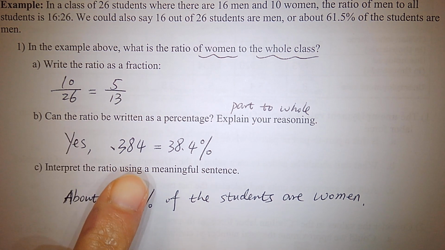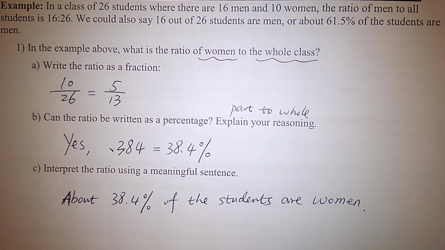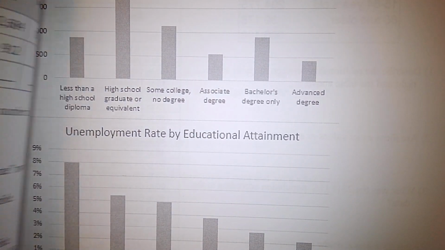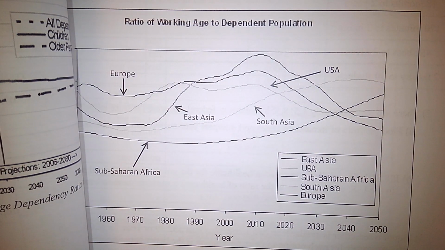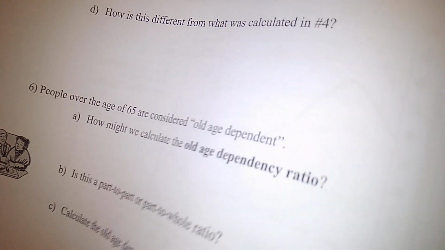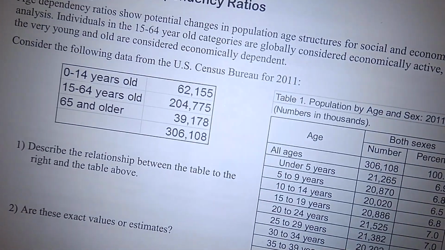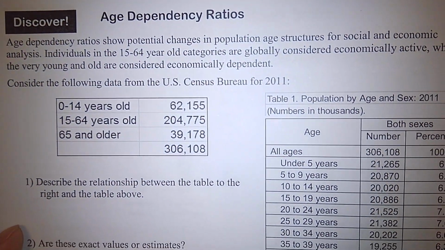Is everybody supposed good for this problem? Everyone? Any questions? Okay. So this is a part to part, part to whole. This is page 15. Now let's move on to page 18, I believe. It's about the age dependence ratio problem.